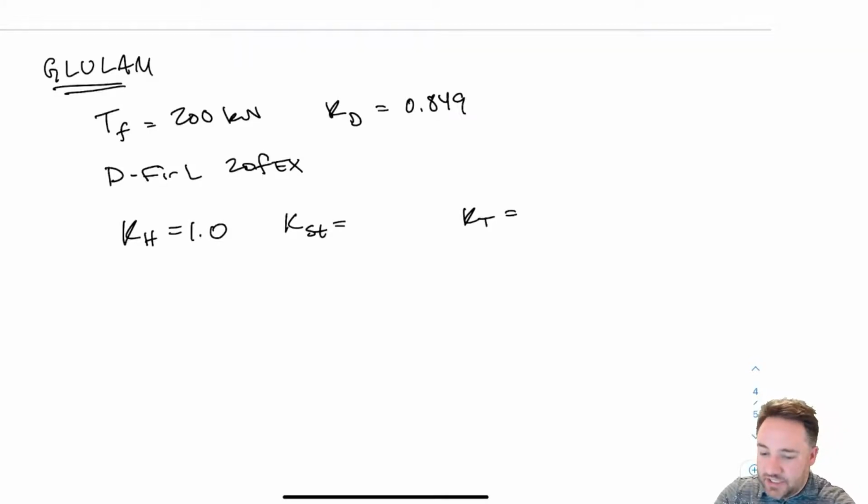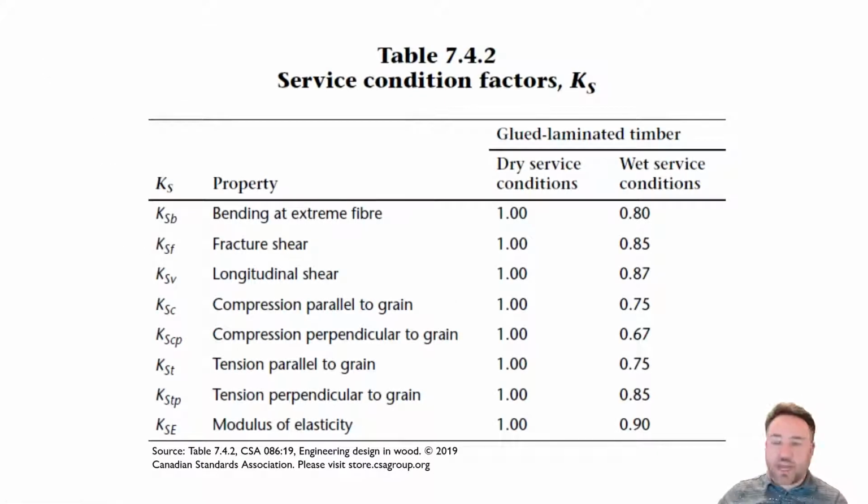So here is the service condition factor for Glulam. So I have KST, tension parallel to grain. It only has a difference between dry and wet. And you'll recall that for this problem, our service condition is wet. So we're going to have to use basically this value here, 0.75. Okay, so that's our KST.